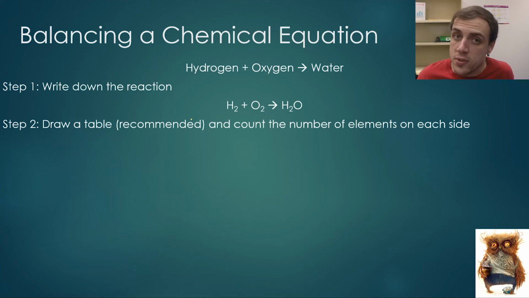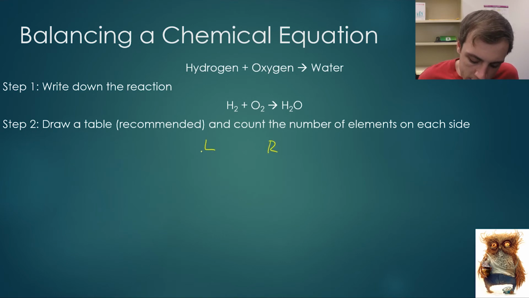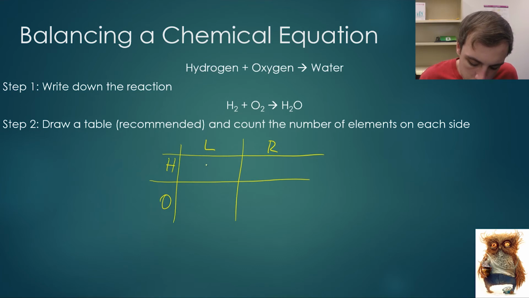Pencil can save you a bit of time, is to draw a table. So what I do is I just go left, right, and you just write down your elements on the side here. So we have hydrogens and we have oxygens. So how many hydrogens do we have on the left-hand side? We've got 2. How many hydrogens on the right-hand side?